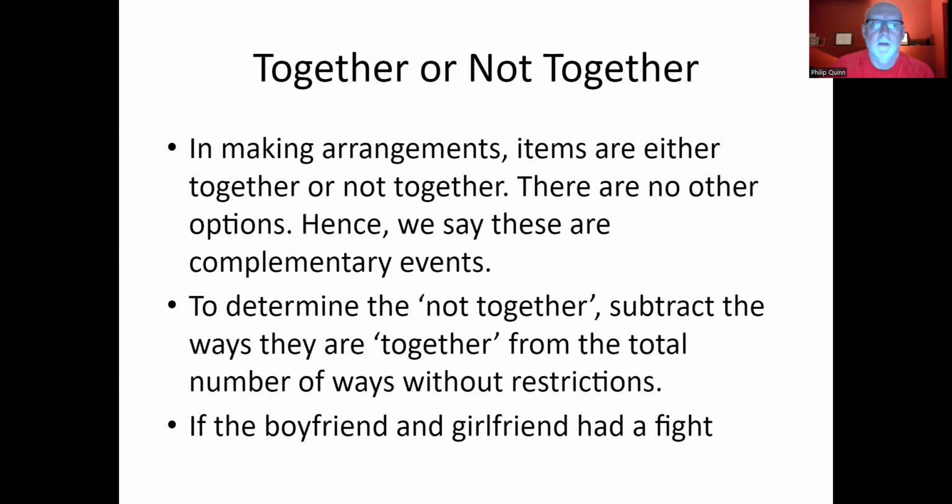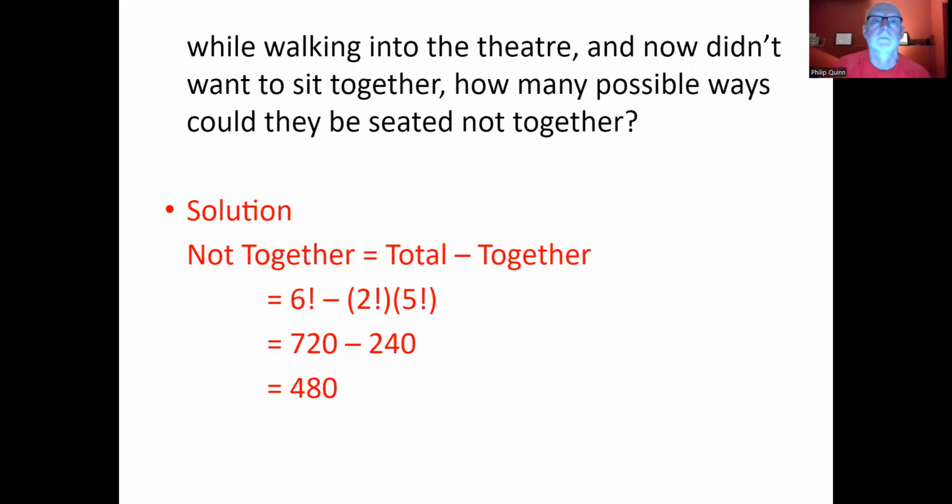Because who knows, what if the boyfriend and the girlfriend had a fight? Uh-oh. Had a fight while walking into the theater. And now, heaven forbid, they don't want to sit together. So how many possible ways could they be seated not together?